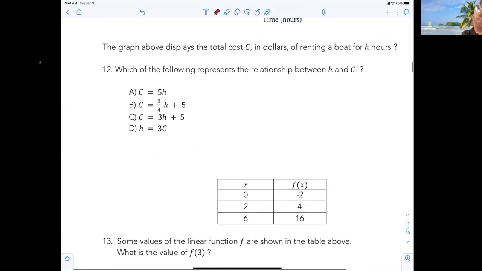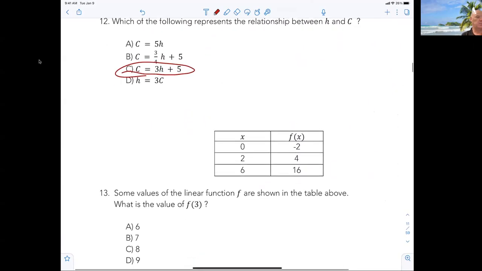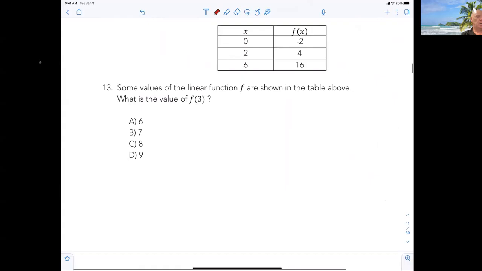Yeah, so this answer was not 3/4, but it was 3. 12 was C. Now, what I want to do is take a quick look at 13. This is just write the equation of the line and then find f of 3. So again, this you should be good at now. Find the slope, put it in point-slope, and then plug in for 3. Let's see if you can do that. One minute. If you can do that, you're in great shape.